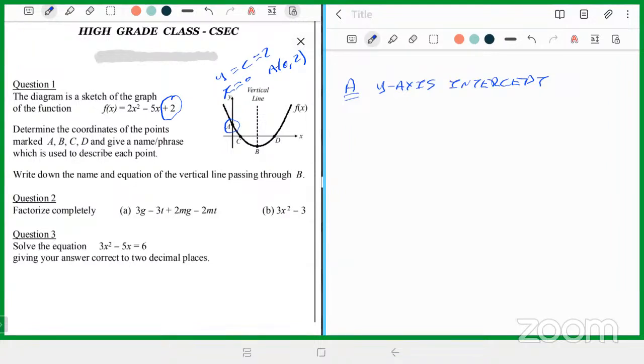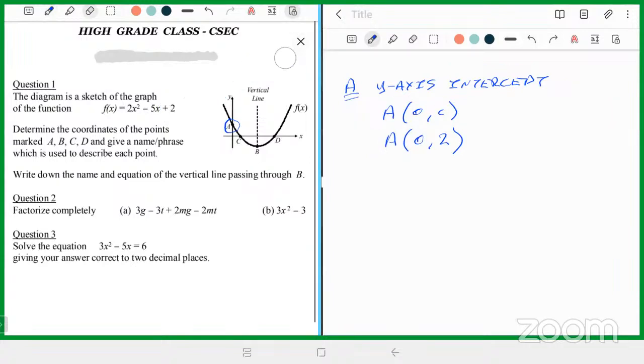And the coordinates of that point A is always 0 and the c value in the... Mute your mic, please. Which then becomes A(0, 2). So this is the coordinates, and this is the phrase or the name representing A. And we're done with A. Simple as that. At the point A on the y-axis, x equals 0. If you put 0 here for the x, then the function value, which is also a y value, is going to be equal to 2. That's what we have here. All right, simple as that.